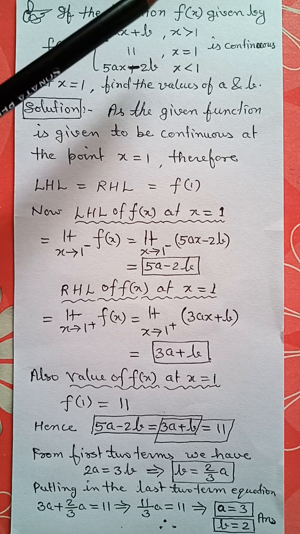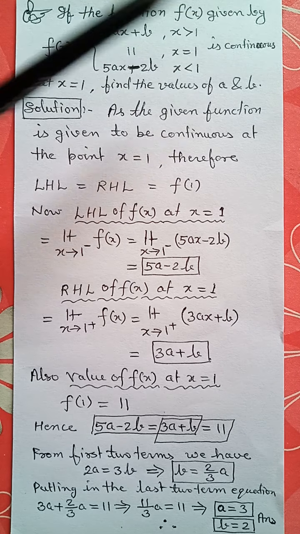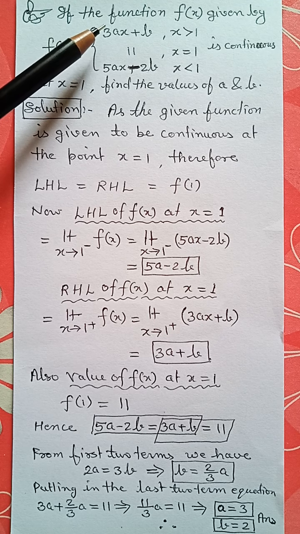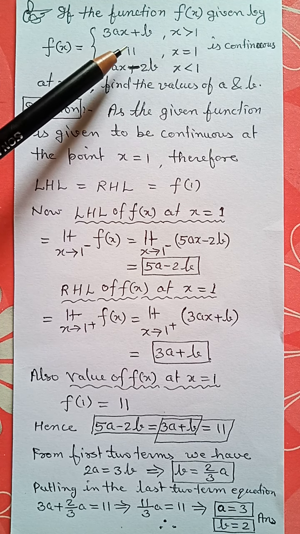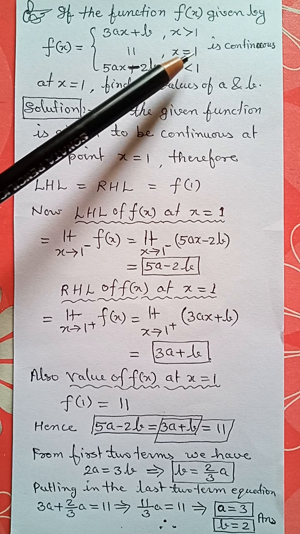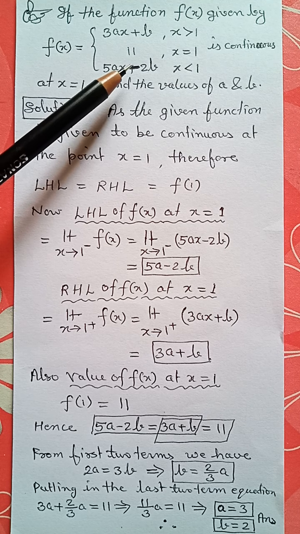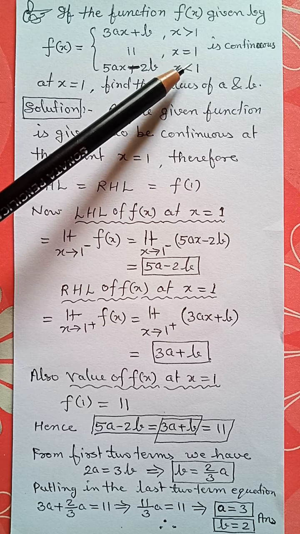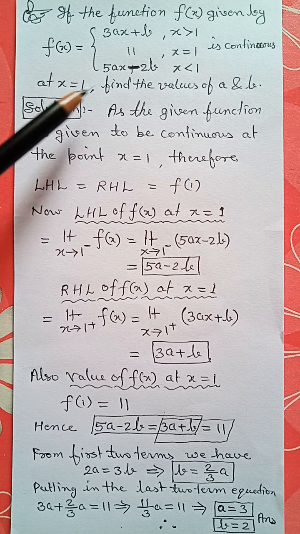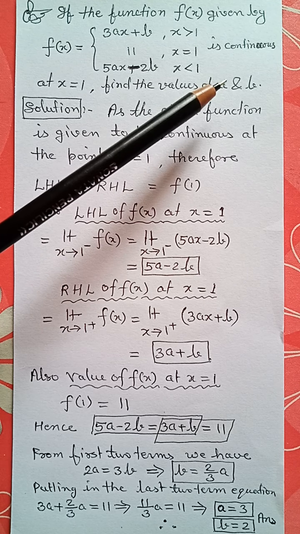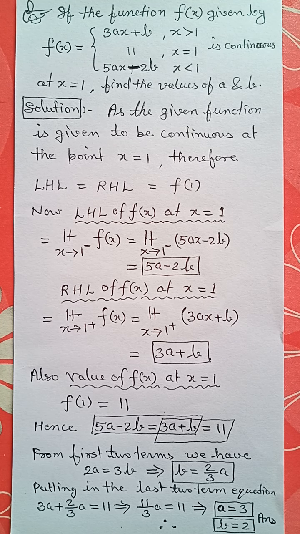If the function f(x) given by f(x) = 3ax + b when x > 1, 11 when x = 1, and 5ax - 2b when x < 1 is continuous at x = 1, find the values of a and b. This problem has been asked in the CBSE examination.